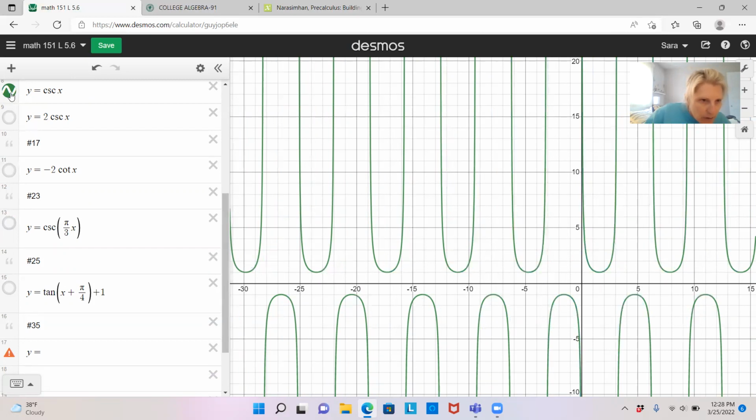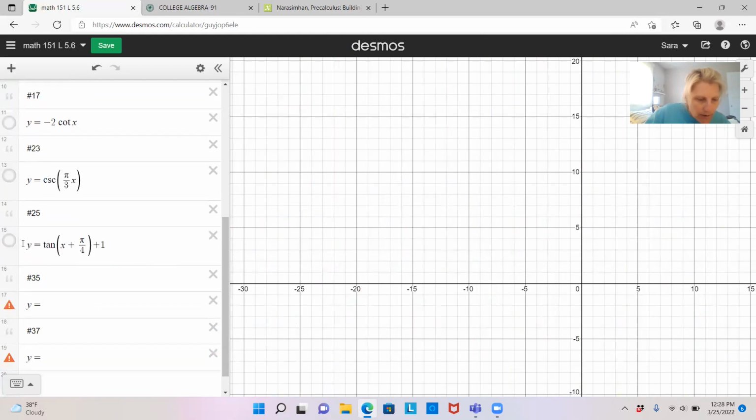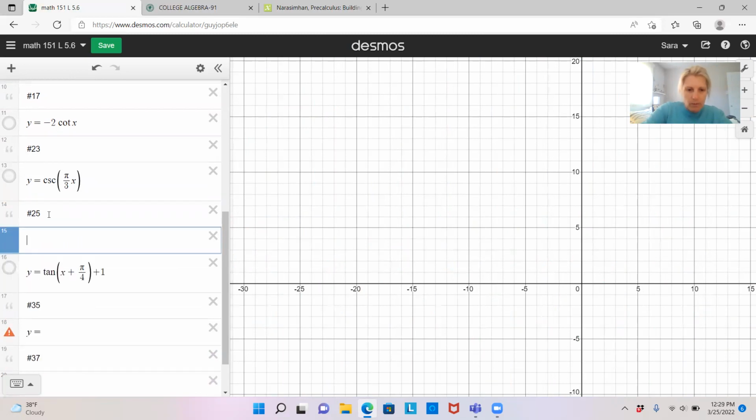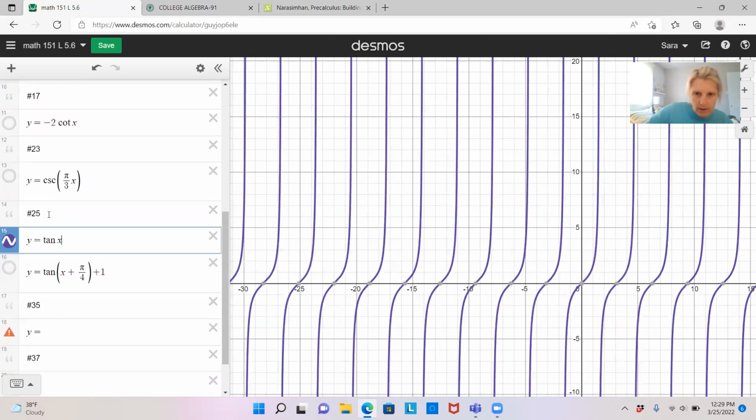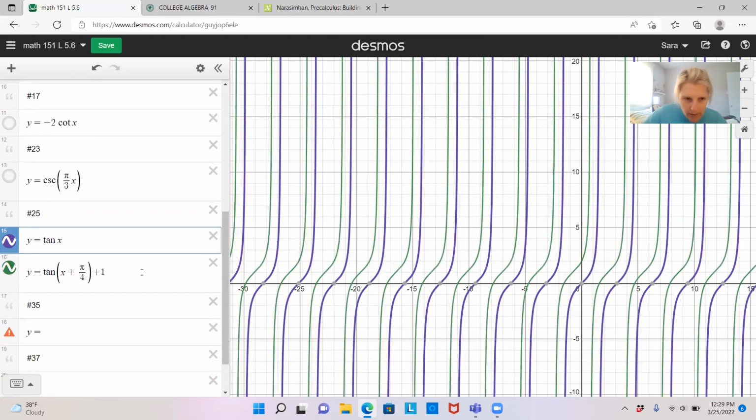I'm going to turn off the cosecant, and then 25 is the tangent. It is shifted left pi over 4 and then up. So let's just look at the basic y equals tangent function. And there's our regular tangent function. And then here's our one from 25. It shifted left and up 1.